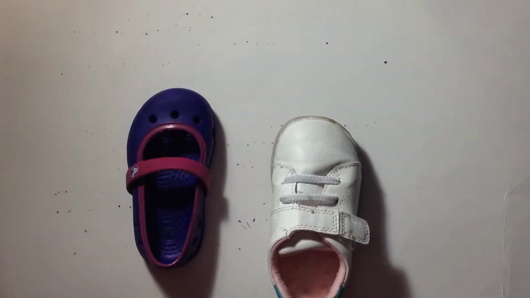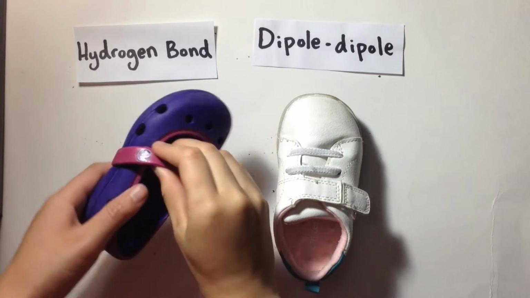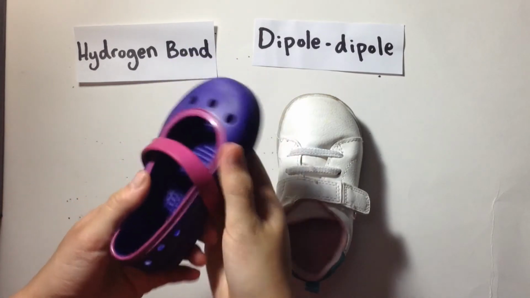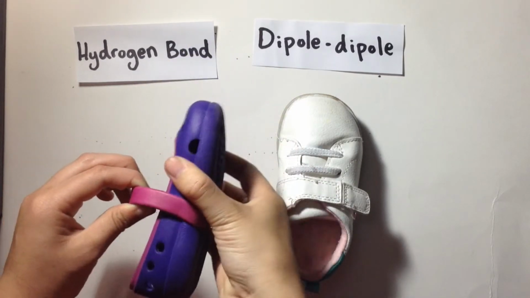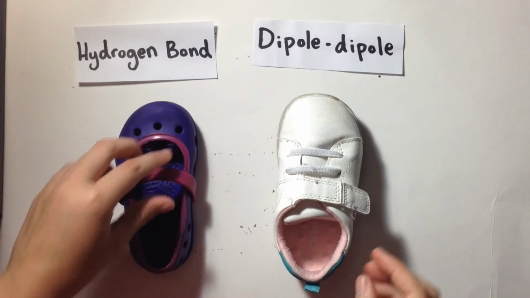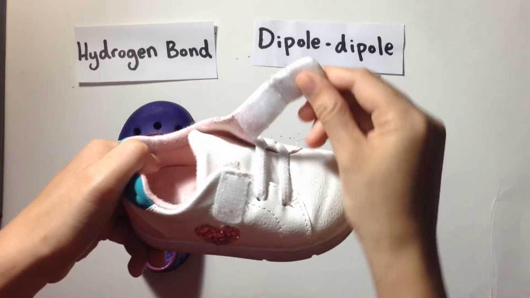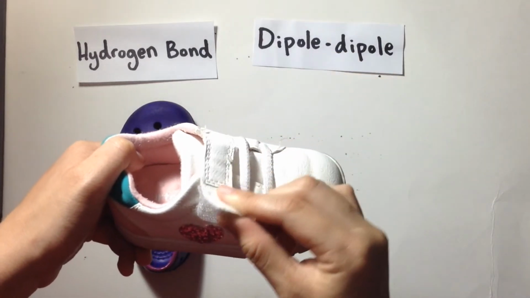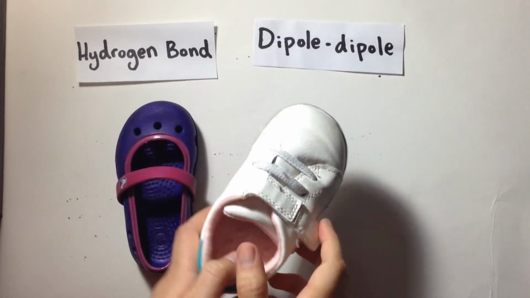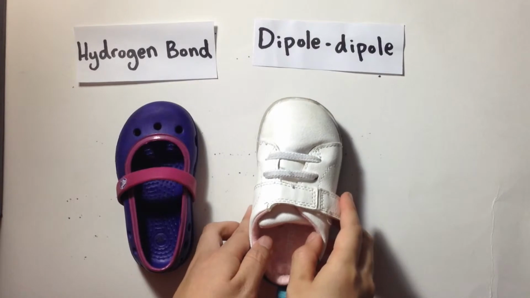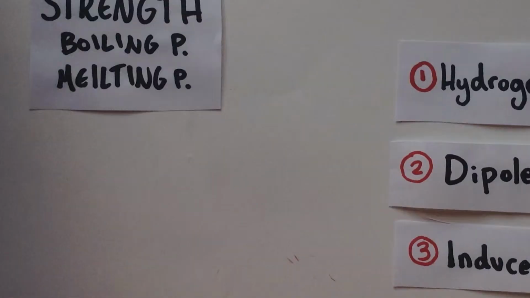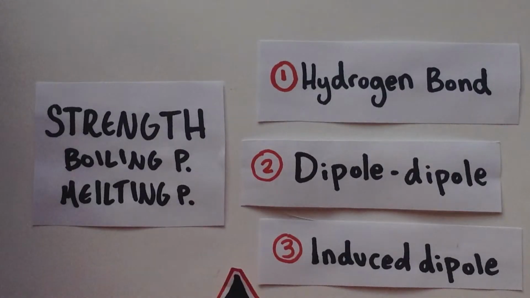I have two shoes. The strap on the shoe on the left is bonded to the body of the shoe, and the shoe on the right is held together with Velcro. The shoe on the left is much like hydrogen bonds because of the large amount of energy that would be needed to remove the strap. And the shoe on the right is much like dipole-dipole forces that have much weaker forces. Wow, what an analogy! The stronger the intermolecular force, the higher the boiling and melting point is.